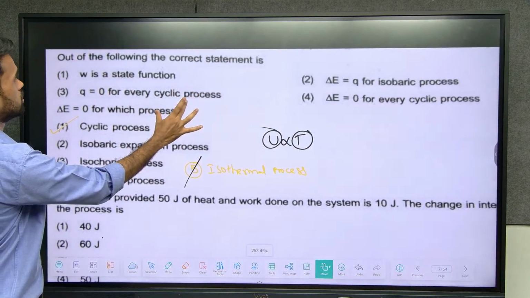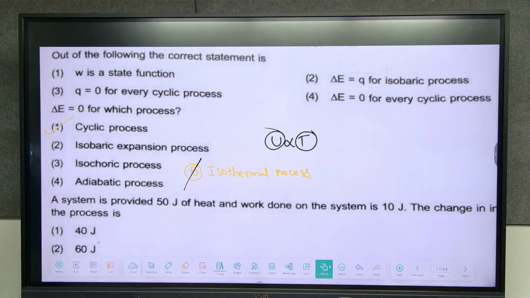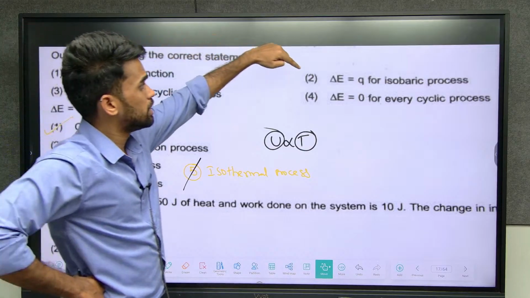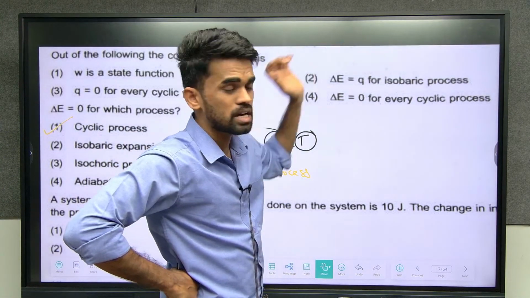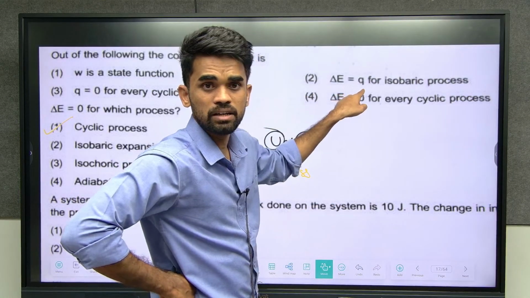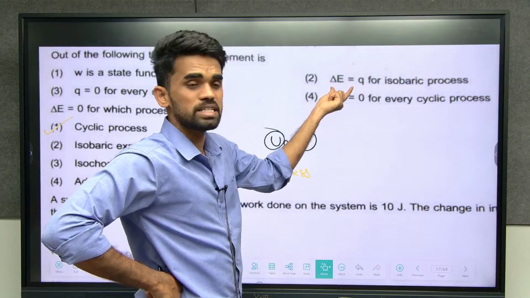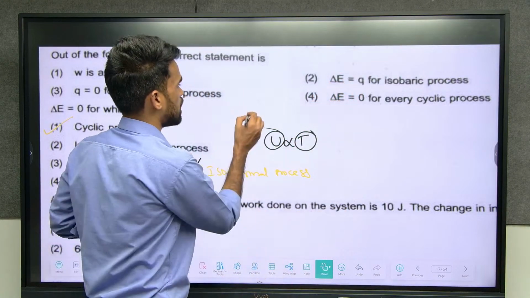Okay. Next one, if you go through this question: out of the following, the correct statement is. W is a, what is this? Work is a path function. Next, dE equals Q, they are saying, for an isobaric process. So how can we get this exactly? Whether this statement is correct or not, how can we say? From the first law of thermodynamics, what is that?